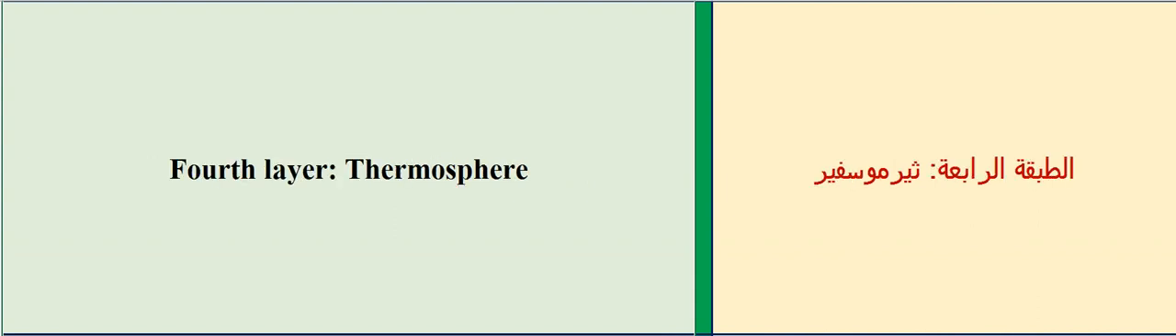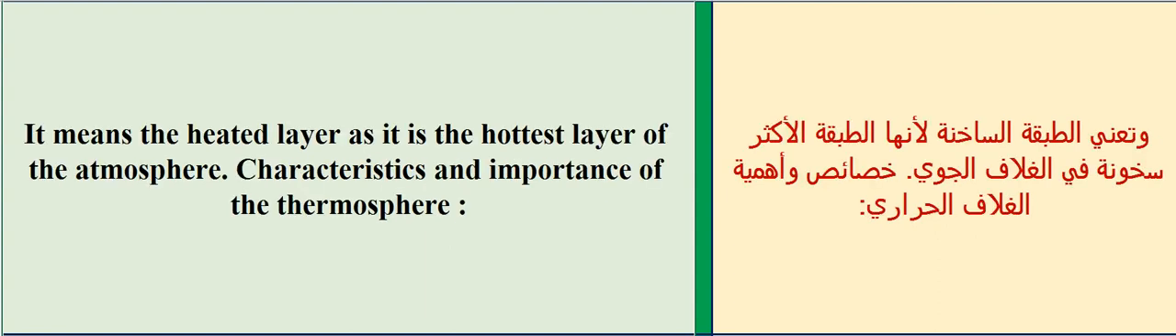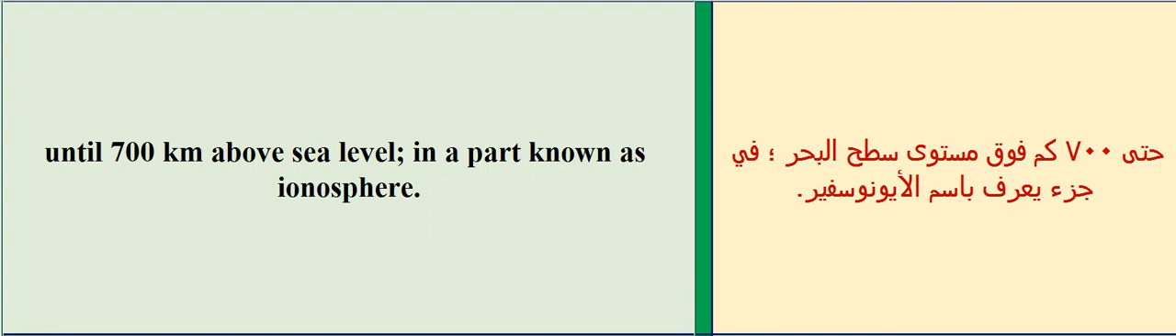Fourth layer, thermosphere. It means the heated layer, as it is the hottest layer of the atmosphere. Characteristics and importance of the thermosphere. Above sea level with a thickness of about 590 kilometers, until 700 kilometers above sea level, in a part known as ionosphere.